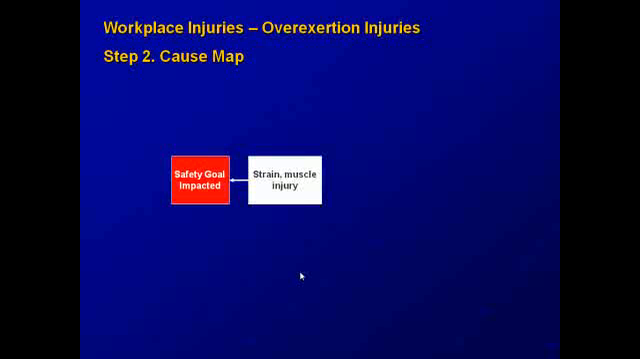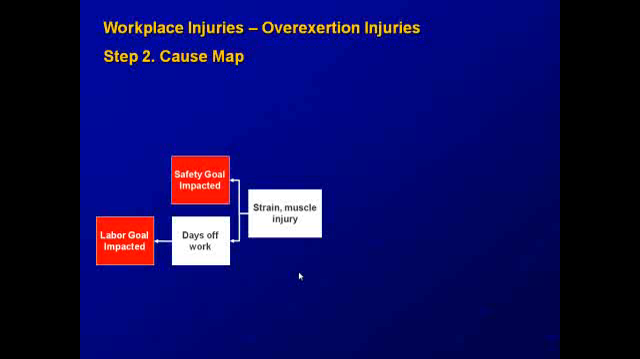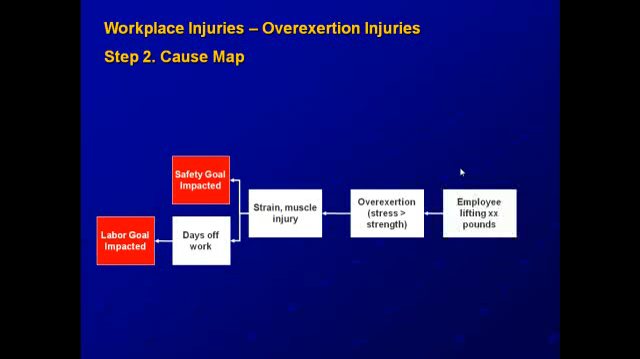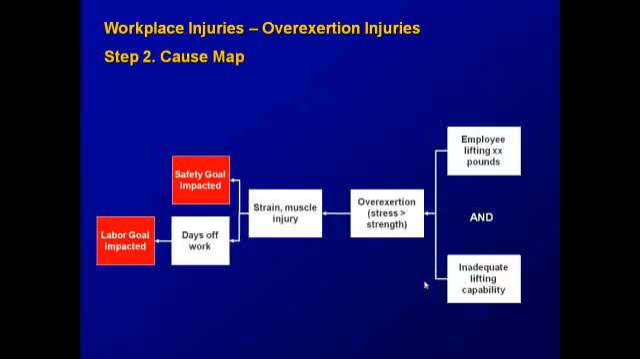We begin our cause map much in the way that we did before. The safety goal is impacted because of strain or muscle injury. That strain and muscle injury also causes the impact to the labor goal with the potential for days off work. Strain and muscle injuries are caused by overexertion. Overexertion is stress exceeding strength. The overexertion is caused by an employee lifting some given amount of weight and having an inadequate lifting capability to perform that lift without injury.